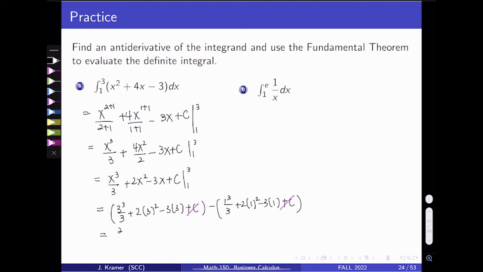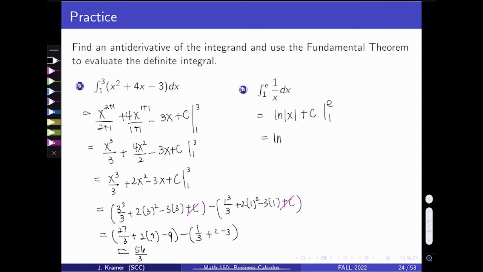And so we're looking at 27 over 3 plus 2 times 9 minus 9 minus 1 over 3 plus 2 minus 3. And so the definite integral from 1 to 3 of x squared plus 4x minus 3 dx is 56 over 3. In part B, we're looking at the integral from 1 to e of 1 over x dx. Remember from our antidifferentiation rules, the integral of 1 over x is the natural log of the absolute value of x plus c, and then we'll evaluate this from 1 to e.